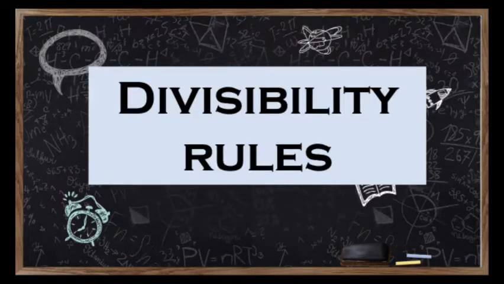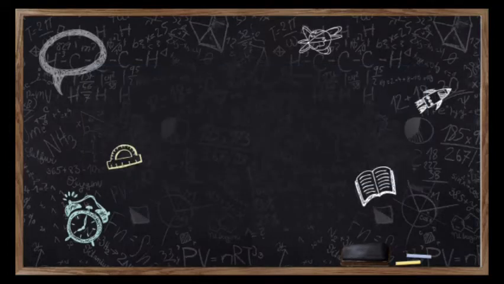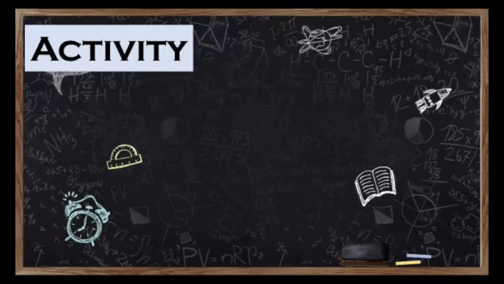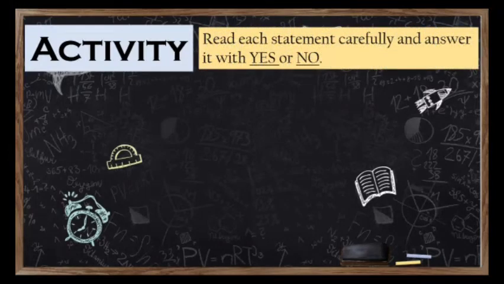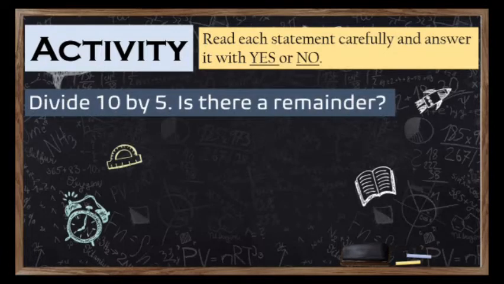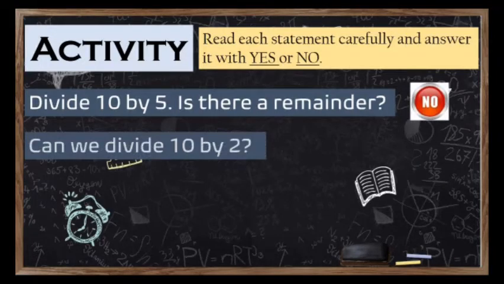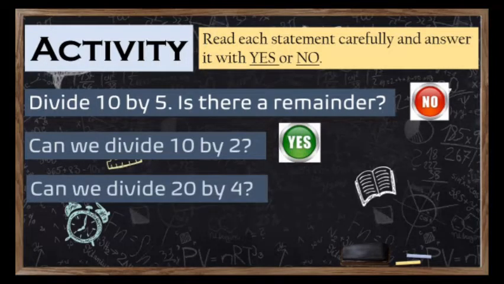For our lesson for today, we're going to discuss the divisibility rules. Let's have an activity. Read each statement carefully and answer it with yes or no. Divide 10 by 5. Is there a remainder? No. Can we divide 10 by 2? The answer is yes. Can we divide 20 by 4?